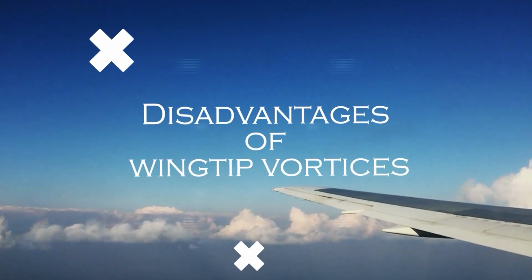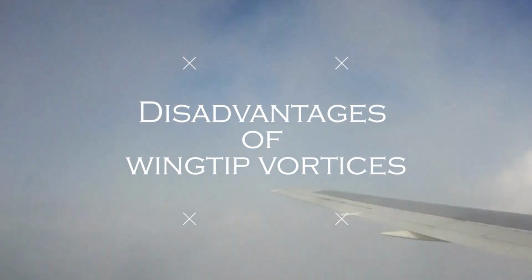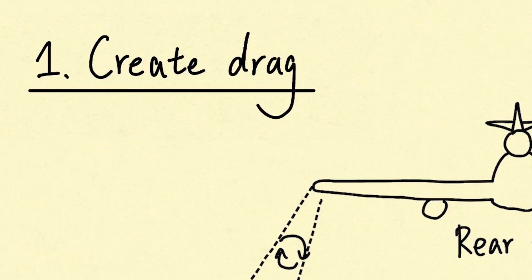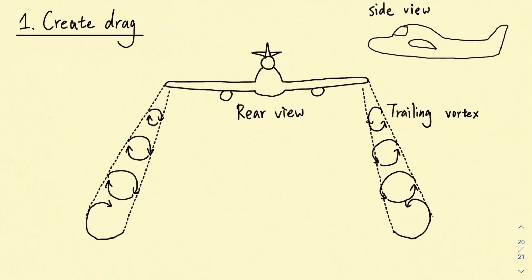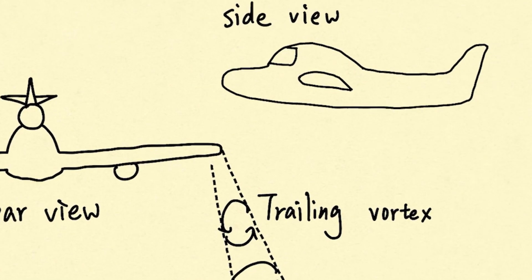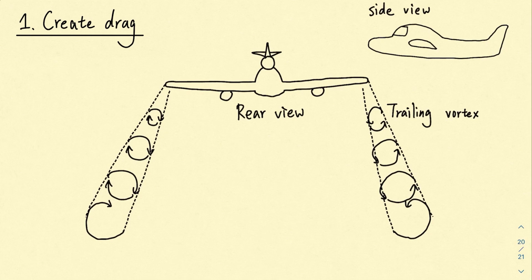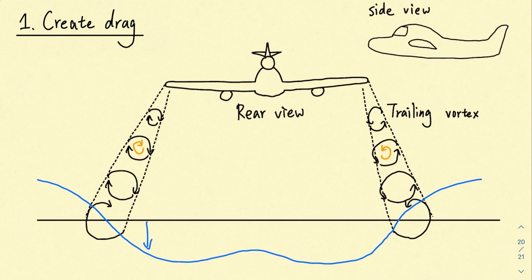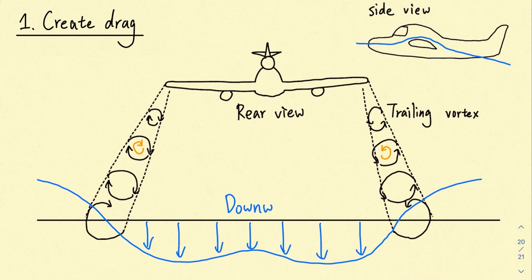What are the disadvantages of wingtip vortices? First, it creates drag. Let's see from behind and beside an aircraft. The vortex rotates counterclockwise on the right wingtip and clockwise on the left wingtip. The rotational movement causes the airflow passing over the wing to deflect downwards, and this deflected airflow is called downwash.